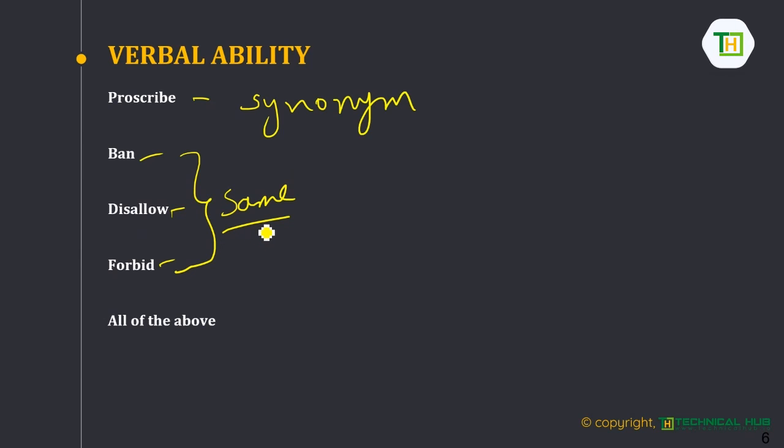Proscribe means ban, disallow, forbid. It is very simple to find out; these three are of the same meaning. And here it is given, all of the above. That means all these three words are the meaning of proscribe. Sometimes you need to use logic this way. So all of the above is the right answer.